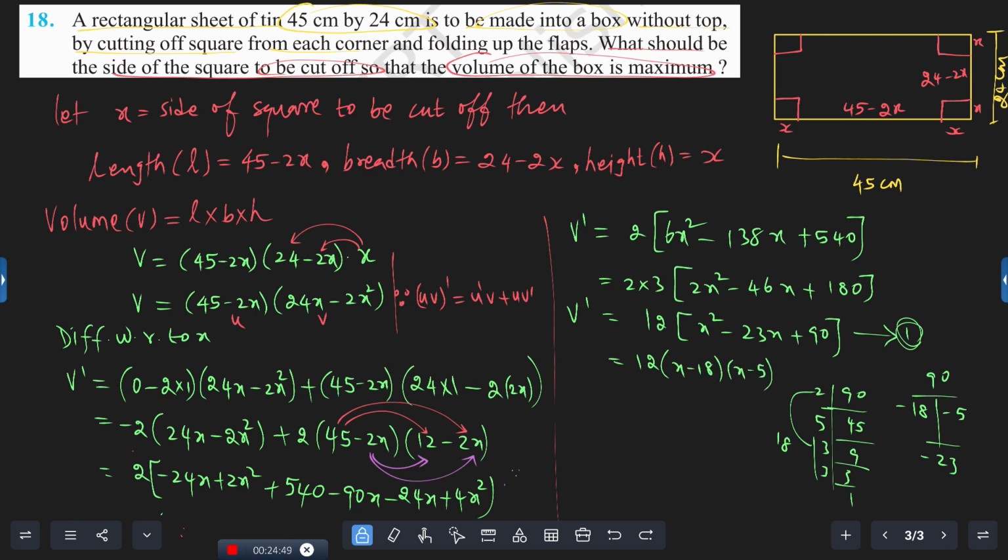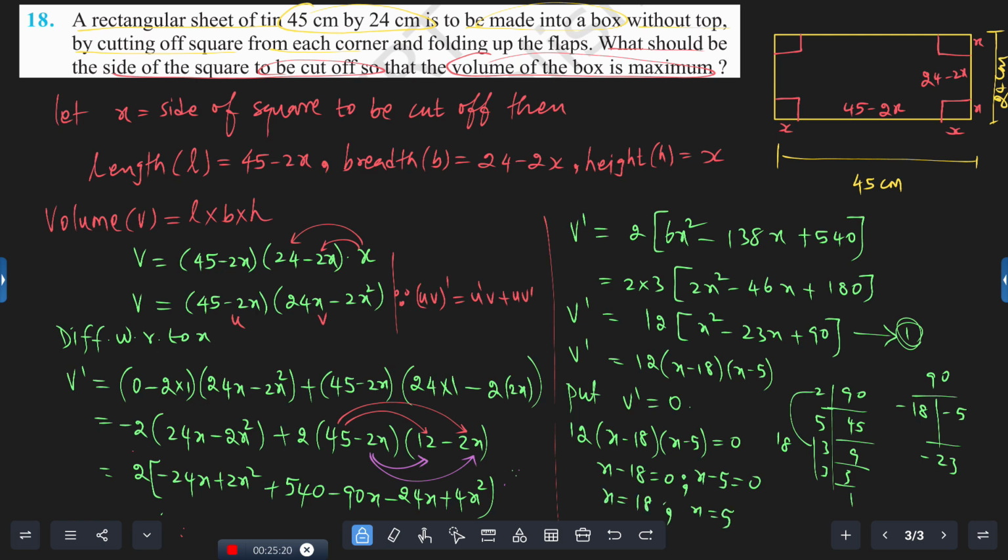So this is our answer. Understand? If you put it equal to 0, you will be getting the x value. So put v dash is equal to 0. 12 into x minus 18, x minus 5 equal to 0. 12, when you send it to the opposite side, it will be divide. 0 divided by anything is 0. So x minus 18 equals 0 and x minus 5 is equal to 0. x is equal to 18 and x is equal to 5.